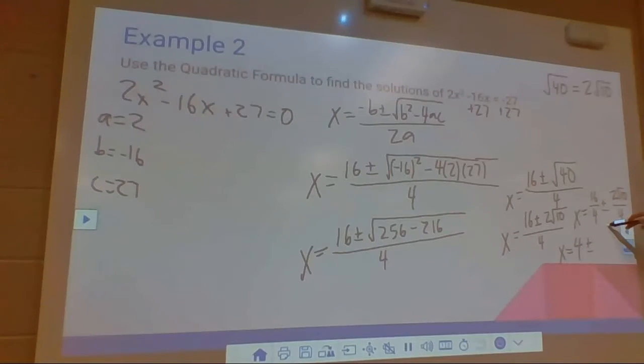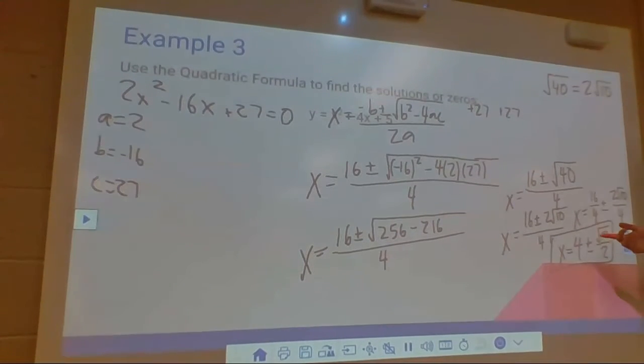So 1 times the square root of 10, we can just leave the square root of 10 in the numerator, and 4 divided by 2 is 2. So that'll simplify to square root of 10 over 2. So the final answer is x equals 4 plus or minus the square root of 10 over 2.